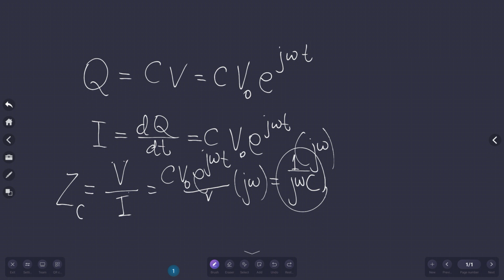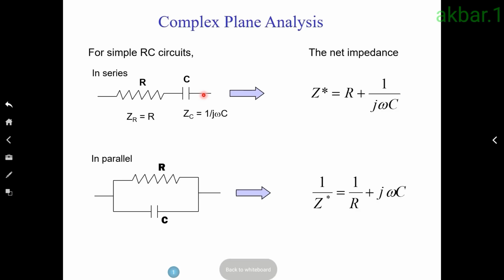Okay, so let's do some simple electrical circuit analysis. We have an R in series with a capacitor. The contribution from this will be just R, and the contribution from this will be 1 over J omega C. So the overall impedance will be R plus 1 over J omega C.